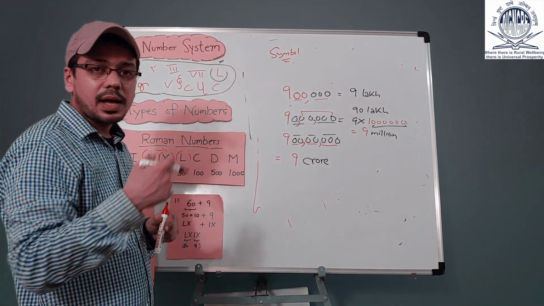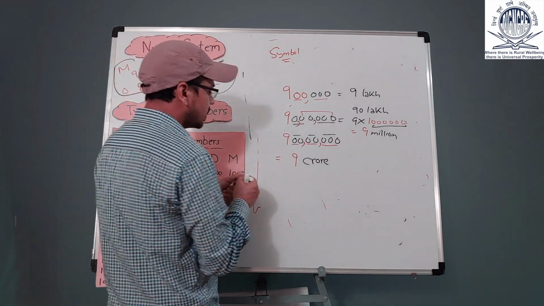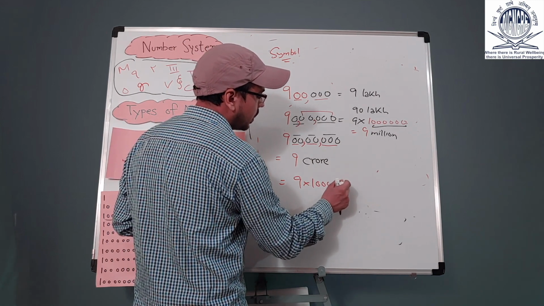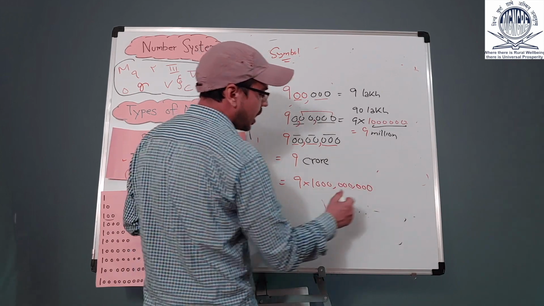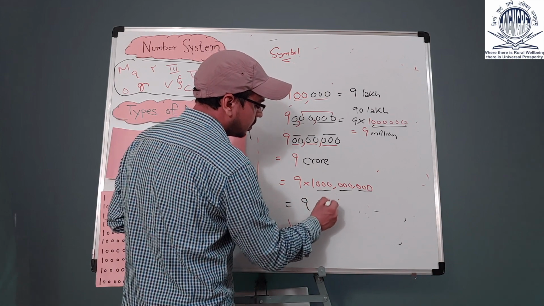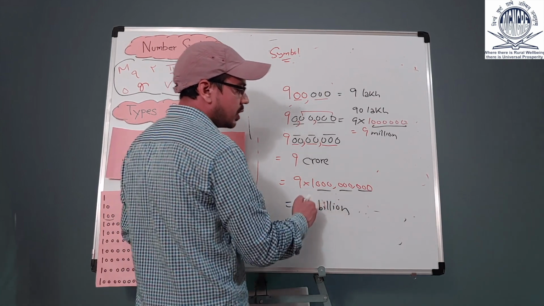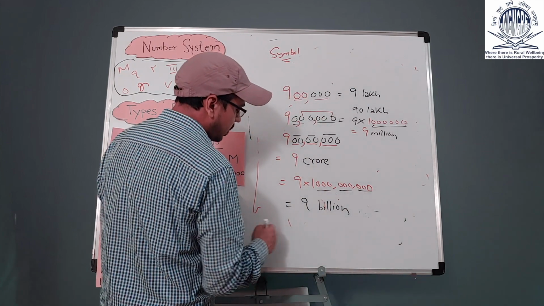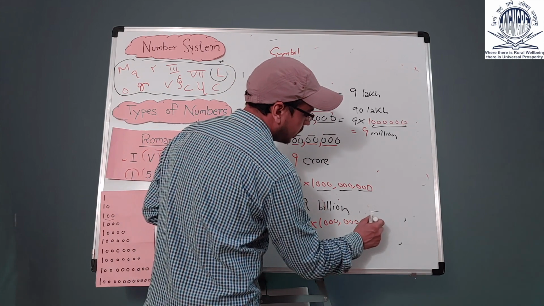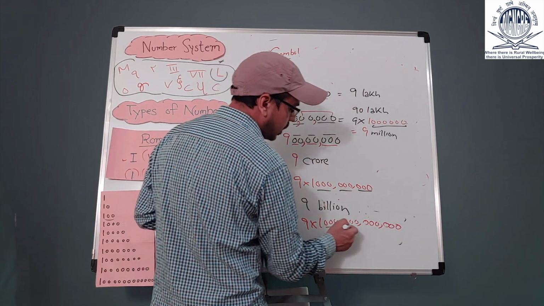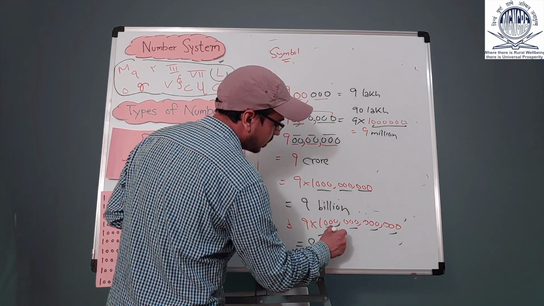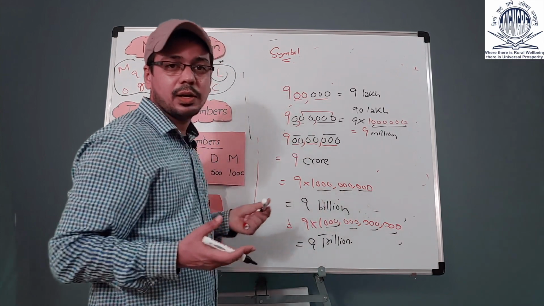And had it been 9 zeros, 1, 2, 3, 4, 5, 6, 7, 8, 9. So we have 3, 3, 6, 3, 9. So this would be called 9 billion. And obviously, if there are 3 more zeros, 1, 2, 3, 4, 5, 6, 7, 8, 9, 10, 11, 12, so I will have 3, 3, 3, 3, 3 times 4, 12. So this will be 9 trillion, which we hear about, a trillion economy, nowadays.